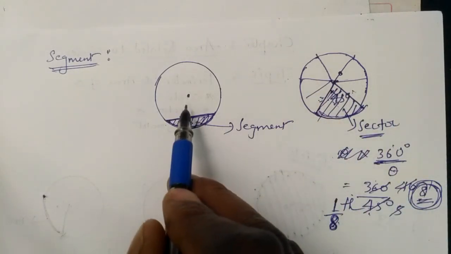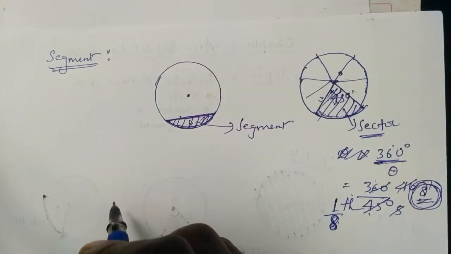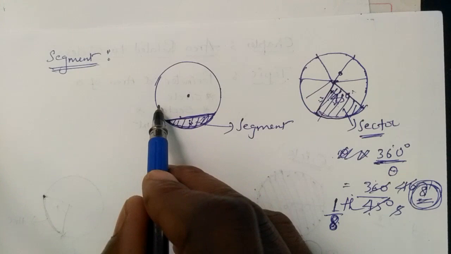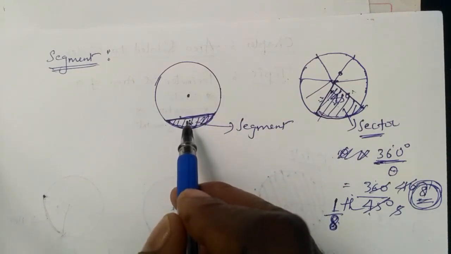But in a segment, we cannot say into how many parts the whole circle is divided. The reason is, when we draw one more sector, that sector's area is more than this.